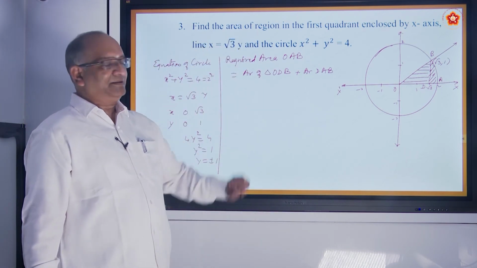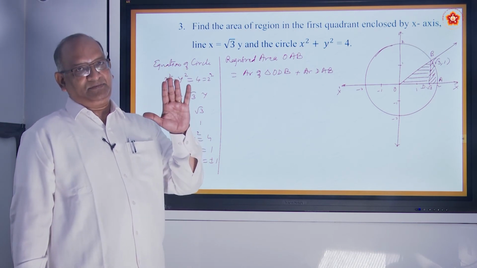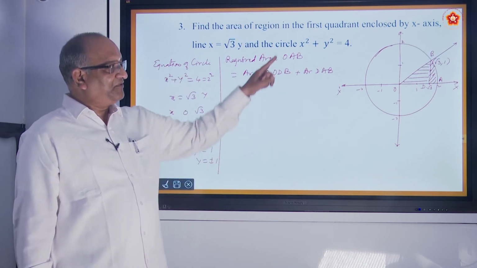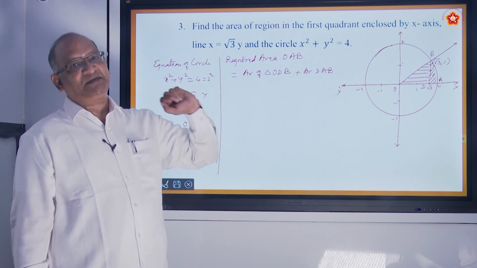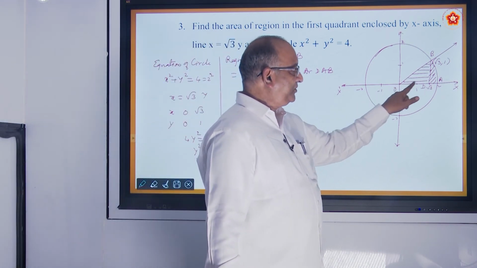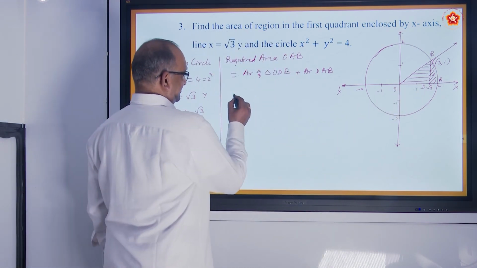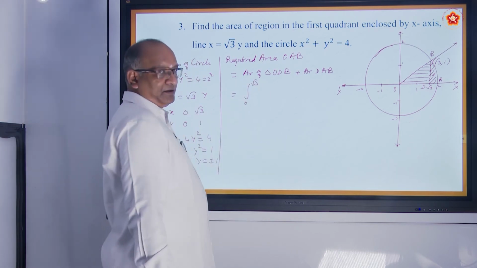In this first area of the triangle, we can get with the help of line. The second one, we will get with the help of circle, the curve which is part of the circle. What are the limits? Limits are from 0 to root 3. Y dx.